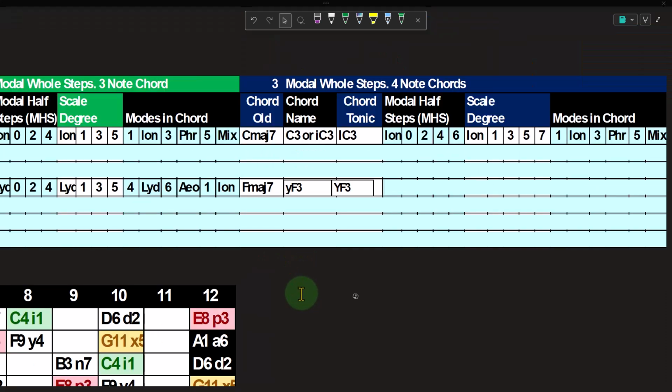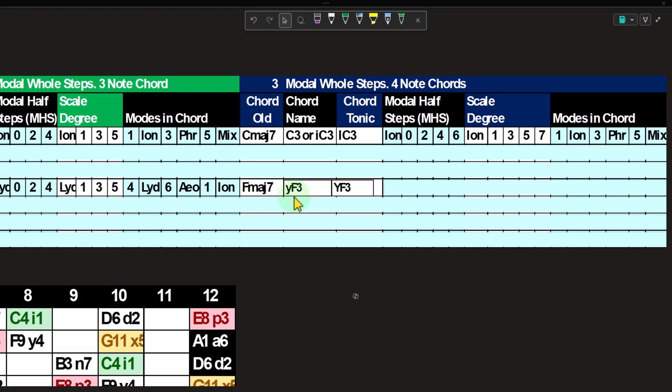It will give you a lot more information about the song that you're building to call it something like a YF3. Why a YF3? Because we're going to say it's a 4-note chord, which is going to be a Lydian F chord with 3 modal whole steps from the node we're on.